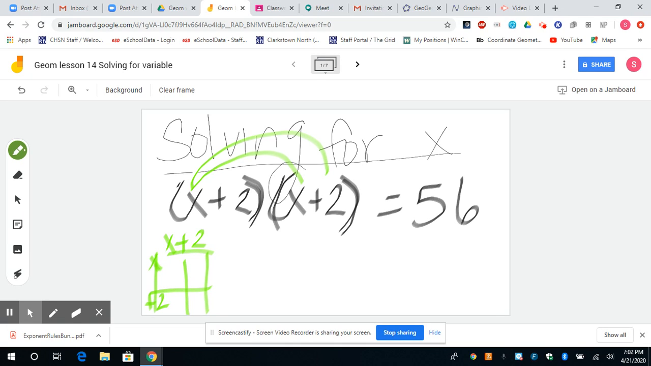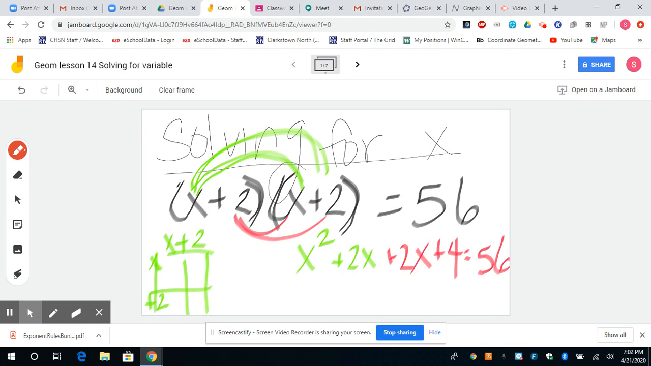But basically, you're going to do x times x is x squared. A lot of you were forgetting that when you multiply, you add exponents. x times 2 is plus 2x. And then we go on the bottom. We go 2 times x is another 2x. And then 2 times 2 is plus 4. And we're equaling it to 56. So now we have an equal sign.